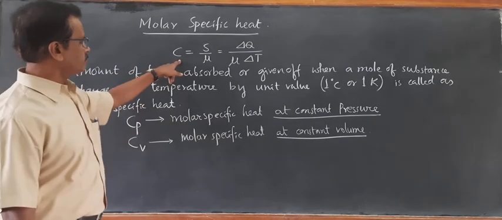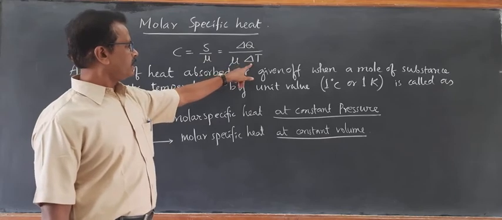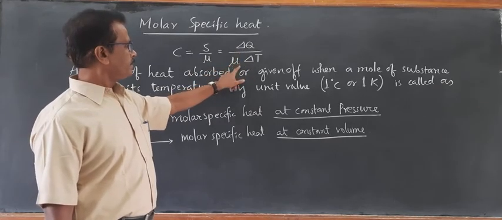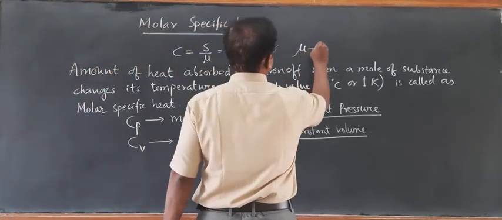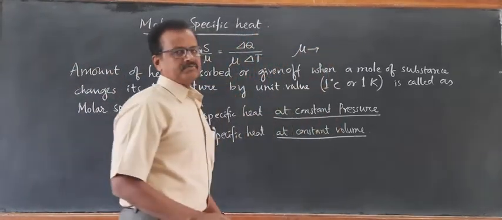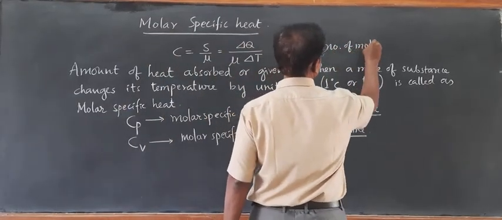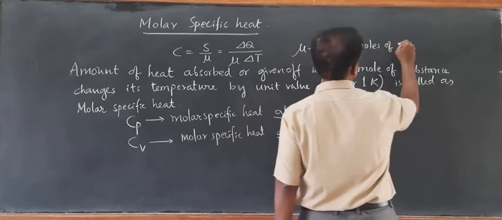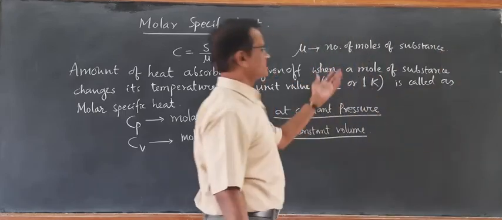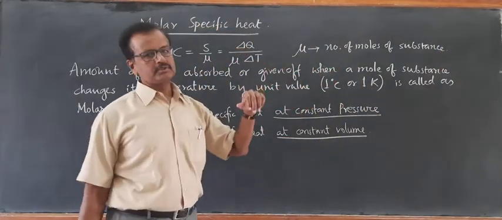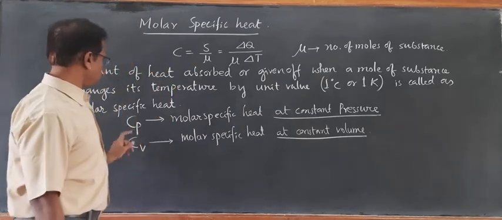So the equation for molar specific heat is delta Q divided by mu into delta T, where mu is the number of moles of the substance. Substance taken in that mu number of moles. It is called molar specific heat. Therefore, we got two values.